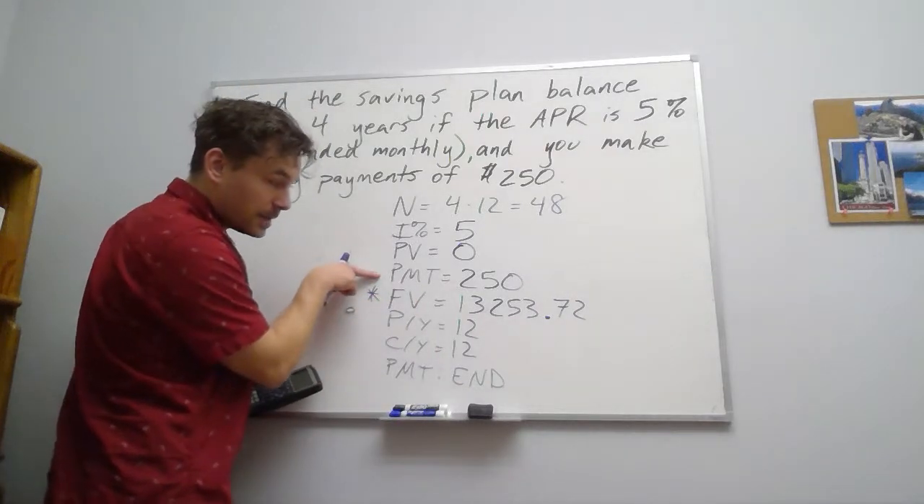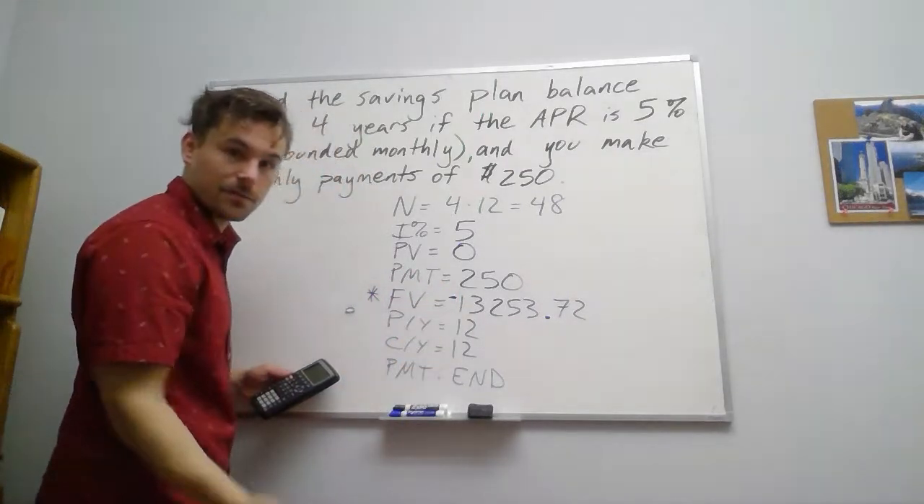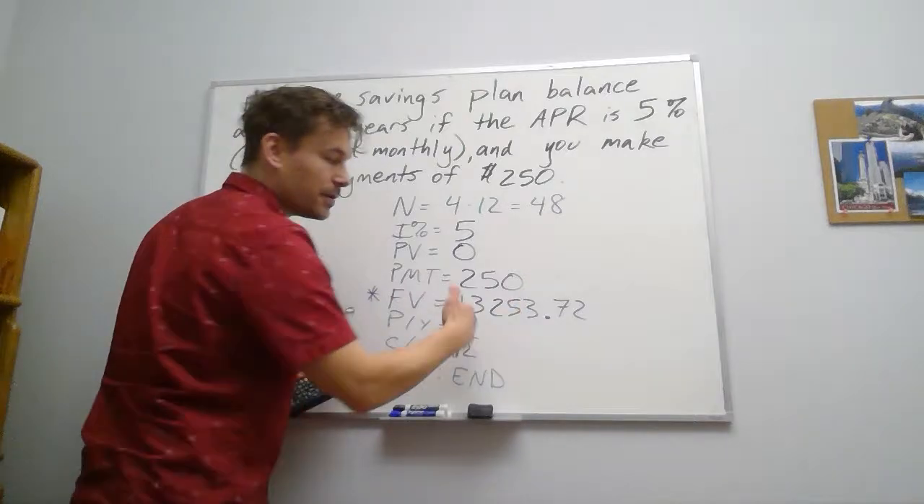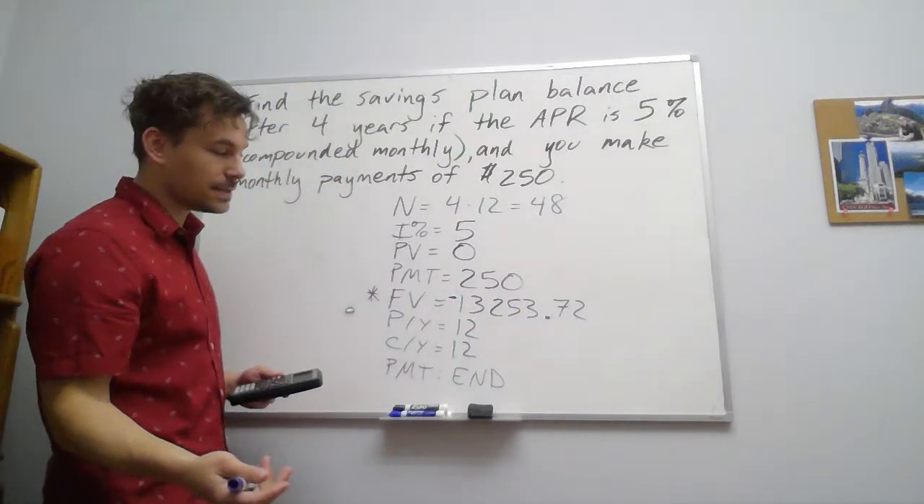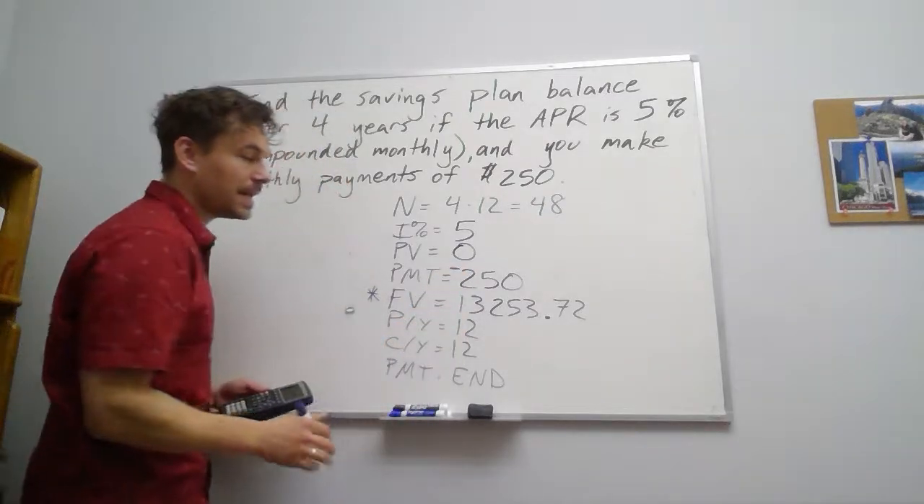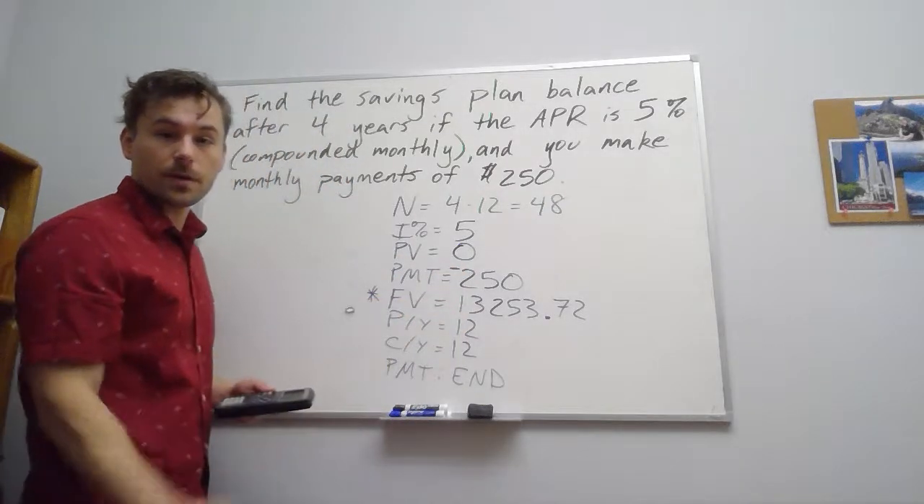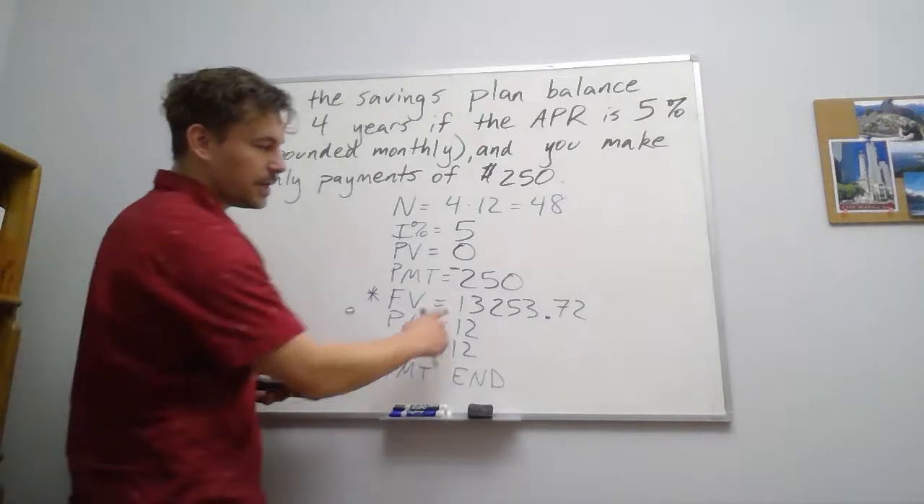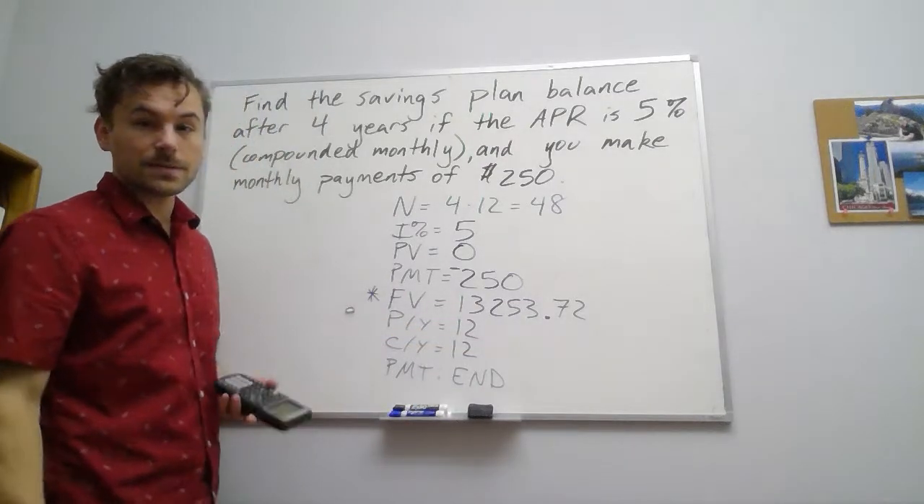Again, because our payments were positive, this is going to come out as negative. But what we should know is that the positive version of this is really our balance. Or if you decided instead you're going to make your payment negative, then the future value will come out as positive. So either way, we should have a little over 13,000 in the account.